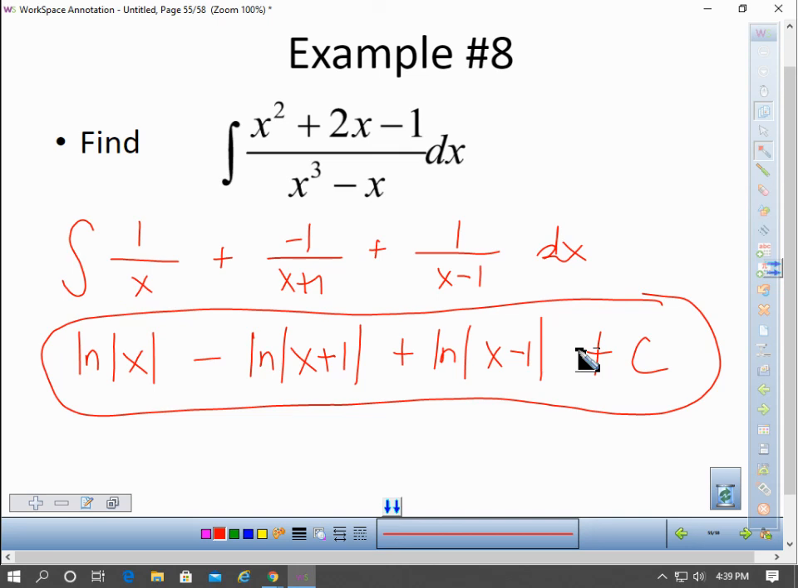Now, there are other algebra things that you can do with these, but because you can put ln's together, when you're adding, they multiply, and when you subtract, they're division. So you can combine these things together, but we're not going to spend the time to do that.